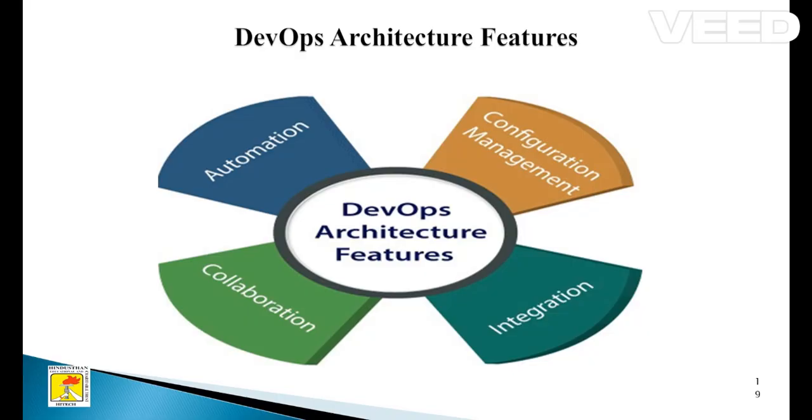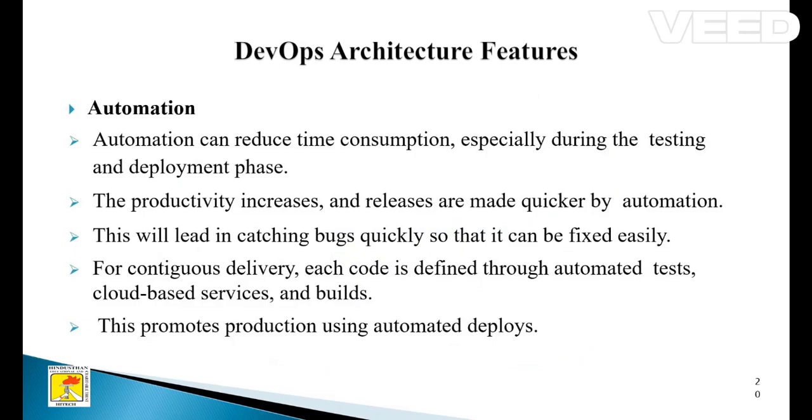It analyzes the effectiveness of the development systems and also does the operations according to the procedures one by one process. These are the basic features of the DevOps architecture. Here, automation can reduce the time consumption, especially during the testing and the deployment phases. Productivity increases and releases are made quicker by automation.